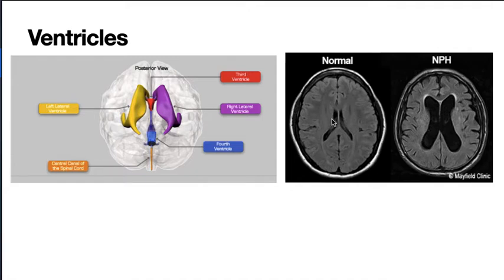Here you can see we've got the ventricles, the lateral ventricles. This is a normal size. These are enlarged. This is what's called normal pressure hydrocephalus. So we've got too much CSF, but the pressure in the brain is normal. We typically see this in older adults.